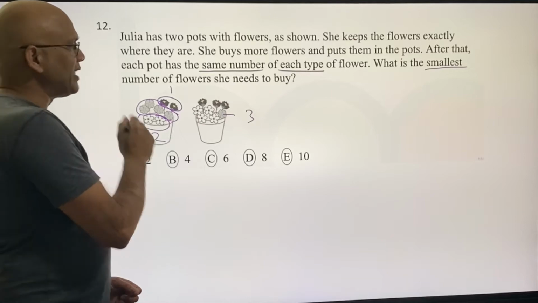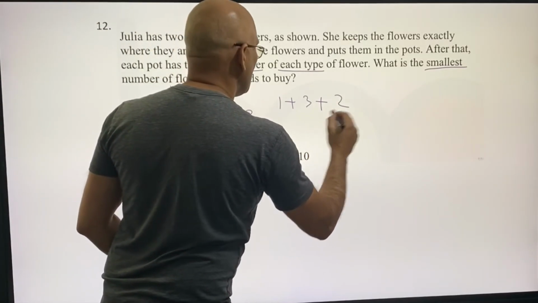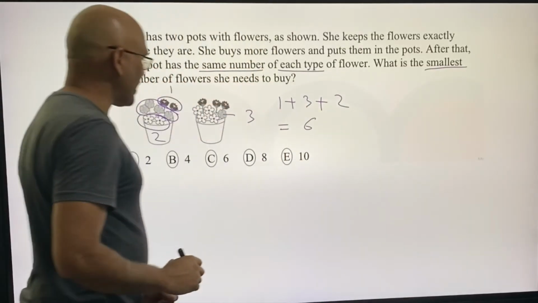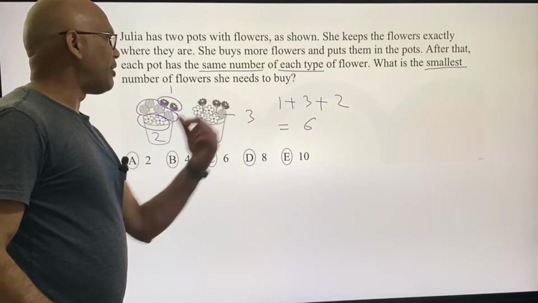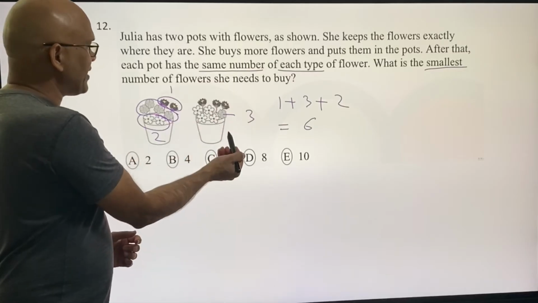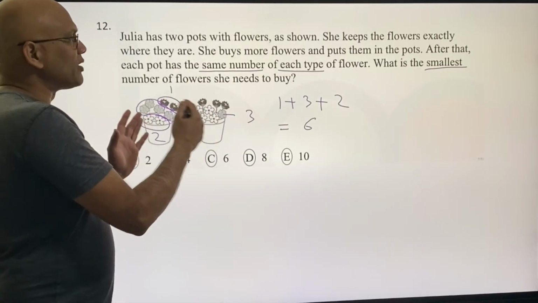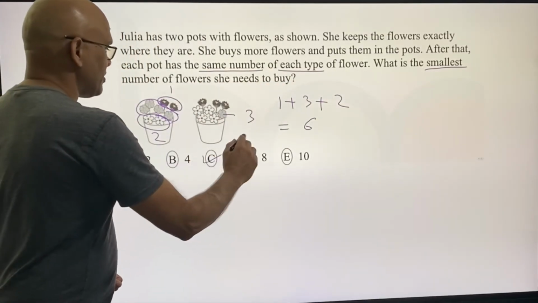in this bucket. So I need total of 1 plus 3 plus 2 is equal to 3 plus 1 is 4 plus 2 is 6, right? So I need at a minimum 6 more flowers to buy, so that I put 3 gray in this, 1 black in this, 2 white in this bucket, so that this condition is met. So the correct answer is 6C.